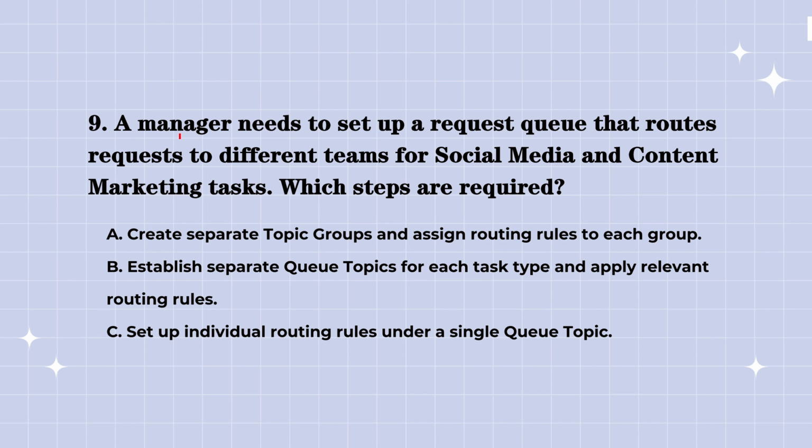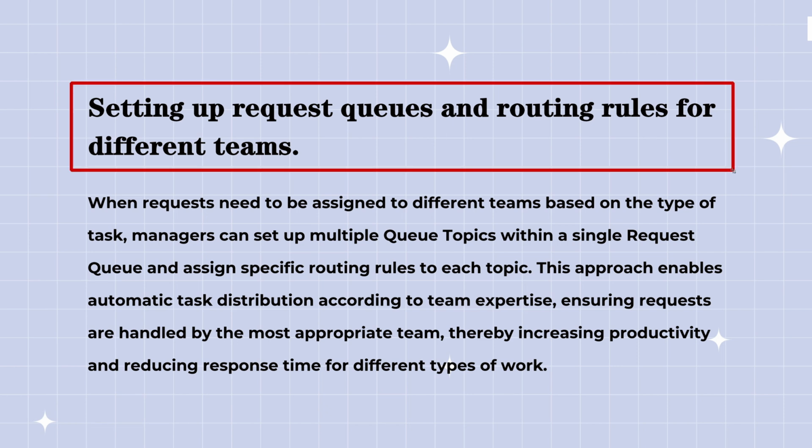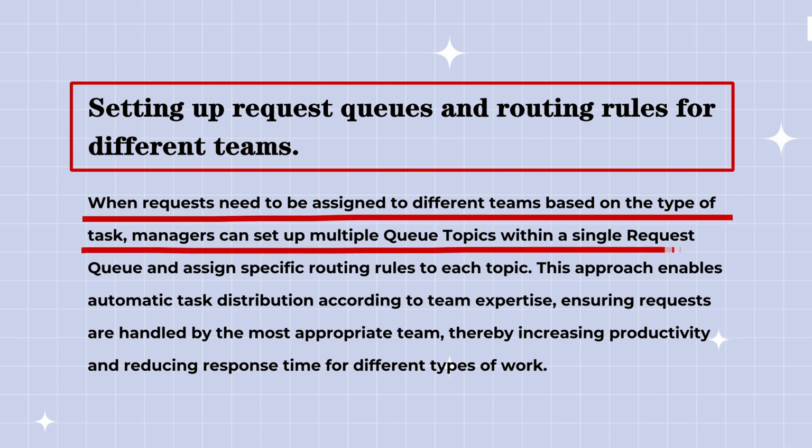Question 9. A manager needs to set up a request queue that routes requests to different teams for social media and content marketing tasks. Which steps are required? The knowledge points of this question are: setting up request queues and routing rules for different teams. If requests need to go to different teams based on the task type, managers can create separate queue topics and assign routing rules to each. This helps ensure requests are directed to the right team without manual intervention.